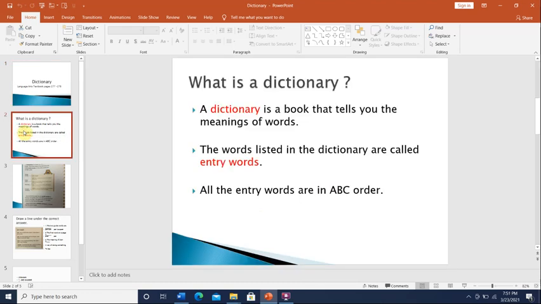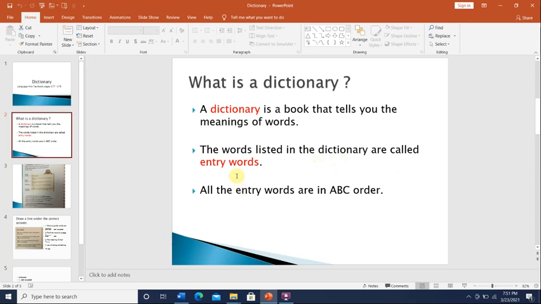Okay, so what is a dictionary? A dictionary is a book that tells you the meanings or the definition of words. Again, what is a dictionary? A dictionary is a book that tells you the meaning of words. Okay, so how can I find a word that I want to know the meaning of? The words that I'm looking for in a dictionary are called entry words. The words listed in the dictionary are called entry words.